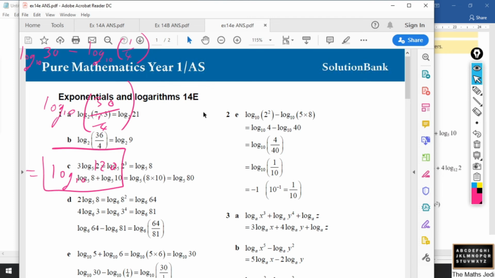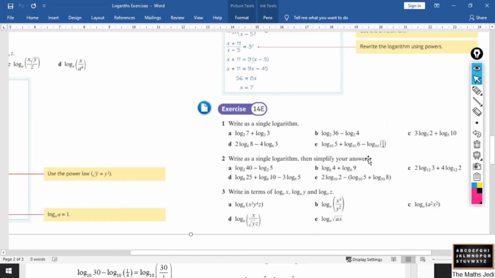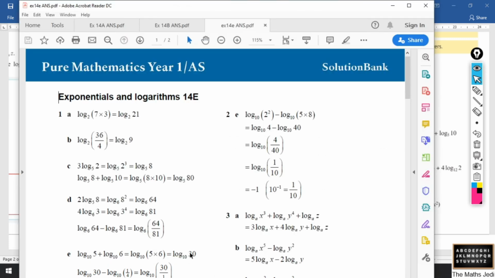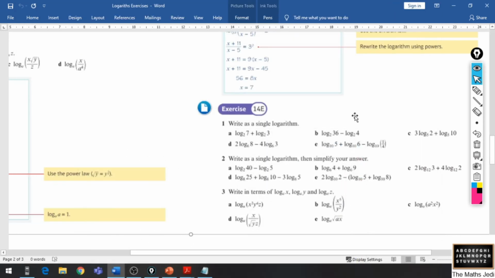Here's 14e. We had log base 10 of 120. Let's just trash the annotation because it's getting in the way. We're going to look at our question here. We were doing 1e, so let's have a look at 1e. You can see they're getting log base 10 of 5, log base 10 of 6. They do exactly the same as me. They're multiplying it first of all, and then they're getting log base 10 of 120. Very straightforward.